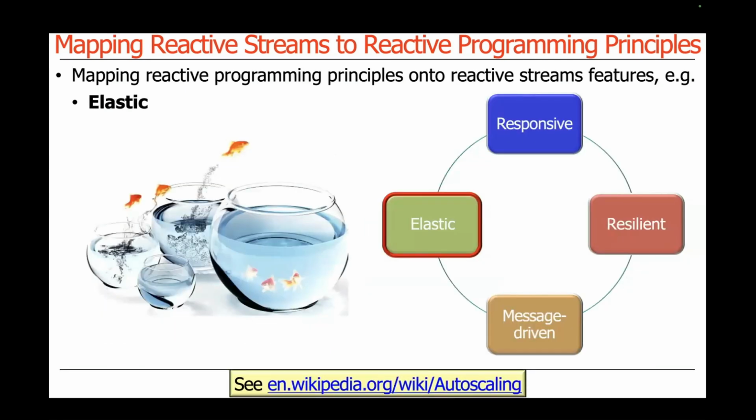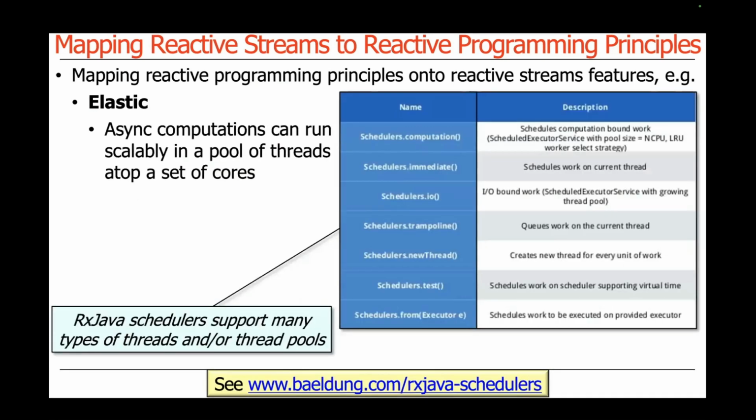The next principle that we'll talk about is elasticity. And of course, that alludes to the principle of being able to auto scale. So as the workload goes up, your system can respond gracefully by allowing more resources, in this case, more cores, to be brought to bear to make the programs run as efficiently and with the highest level of throughput, performance, and scalability as possible. The way that that's done in both RxJava and Project Reactor is by having a pool of threads that can be used to execute asynchronous computations.